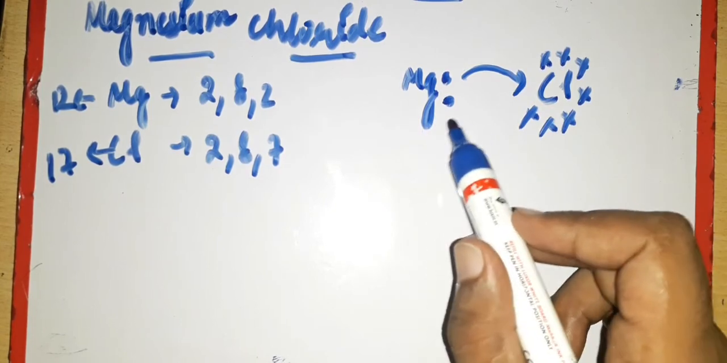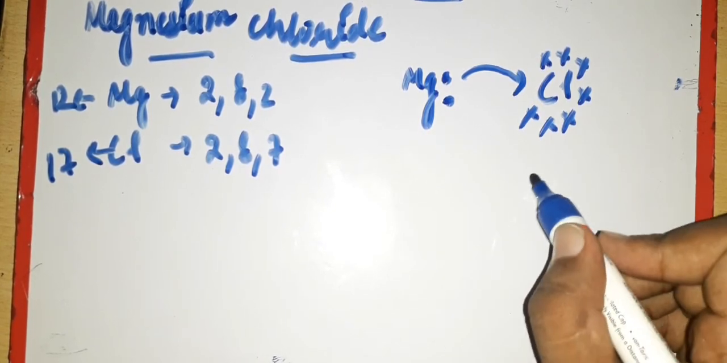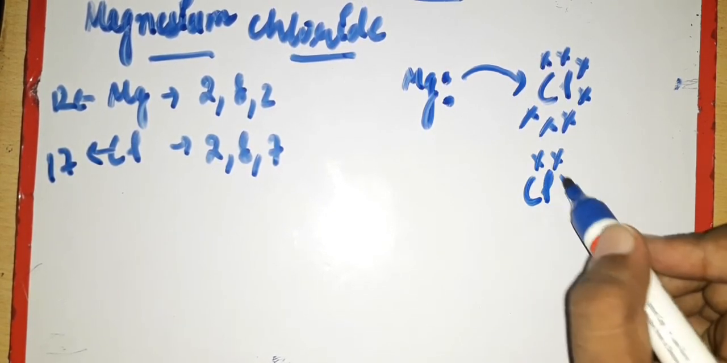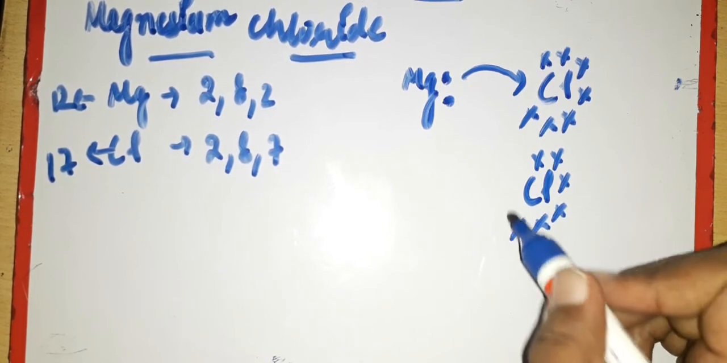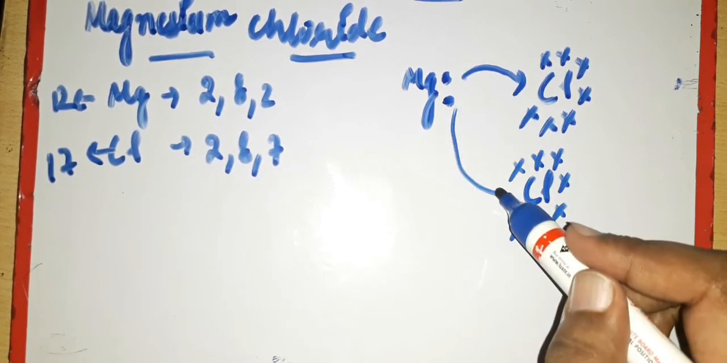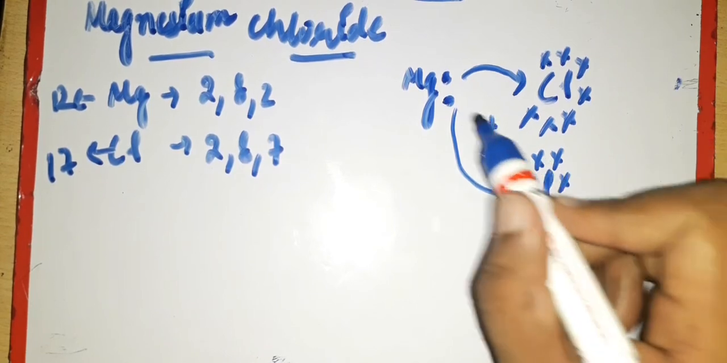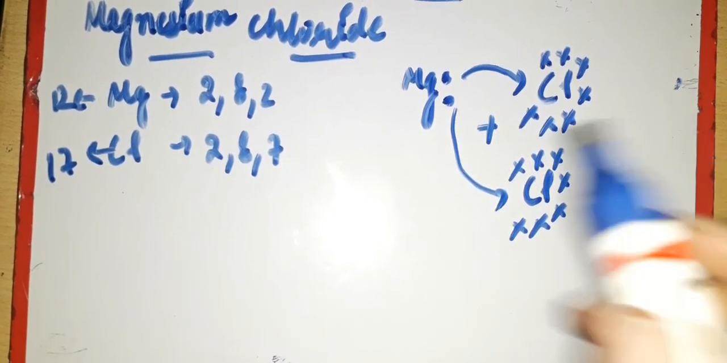But what about magnesium? It has one more electron now. So what we'll do, we'll take one more chlorine. So it will give one more electron to it. Now we can see magnesium is also stable and chlorine is also stable.